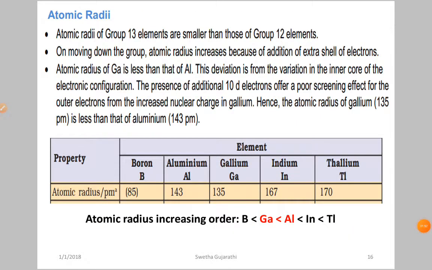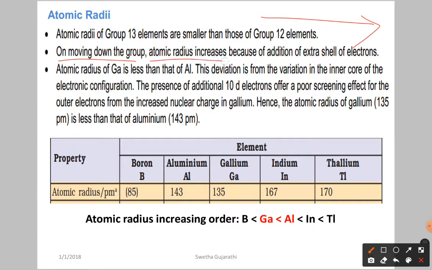Now atomic radius. The atomic radii of group 13 elements are smaller than those of group 12 elements. As you know very well, in the periodic table, left to right, size decreases, so group 13 elements are smaller than group 12. Moving down the group, atomic radius increases because of the addition of an extra shell of electrons. But here we have some exception cases.